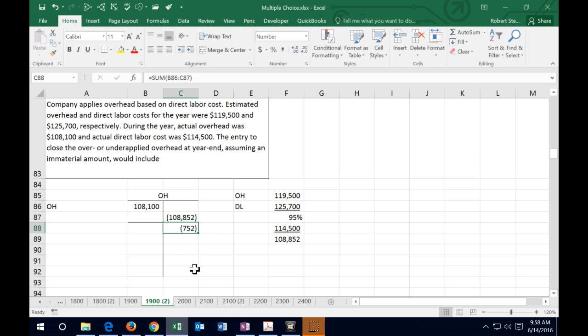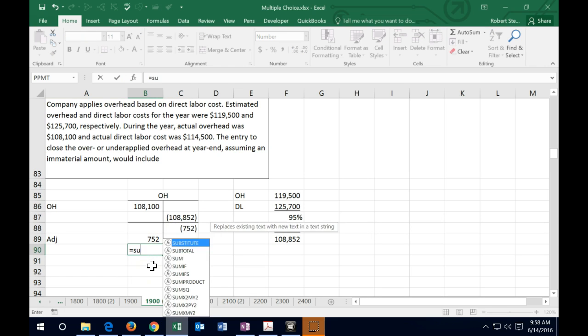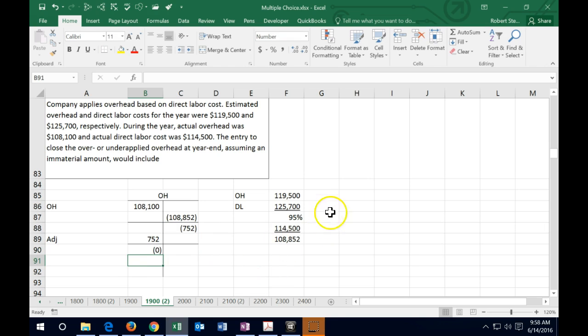So what does that mean we have to do? We have to make an adjustment at the end of the period, which is going to be a debit of 752. And that will, of course, do what to the T account? It's going to make this go down to 0, which is what we want to happen so that we can make a new estimate. So what's the adjusting entry going to be? In this case, it's a debit to the overhead, a debit of 752 to get it to go to 0, and then we're going to just dump it somewhere.